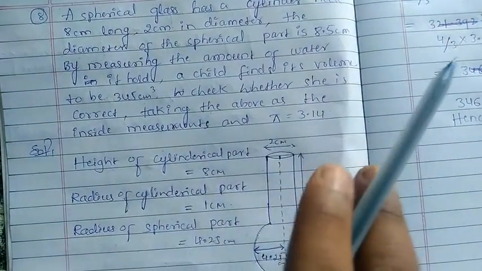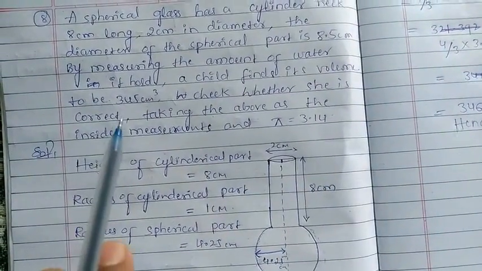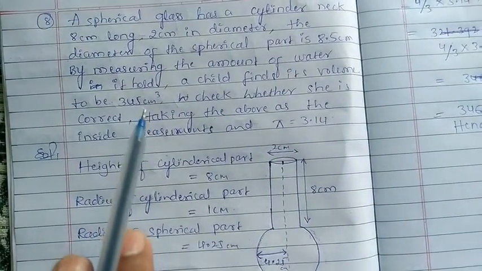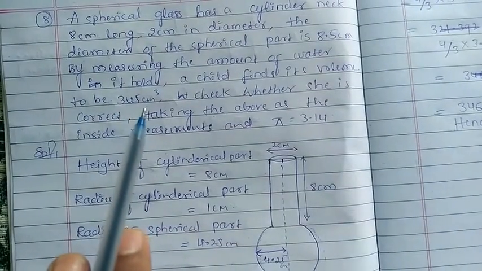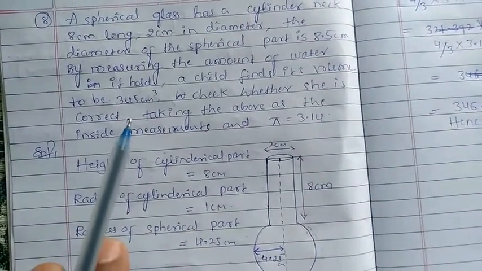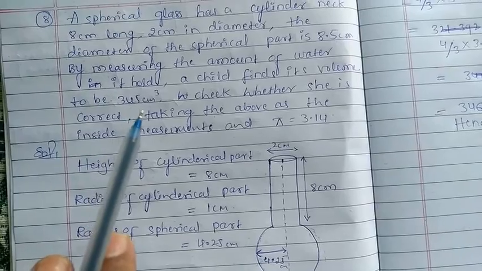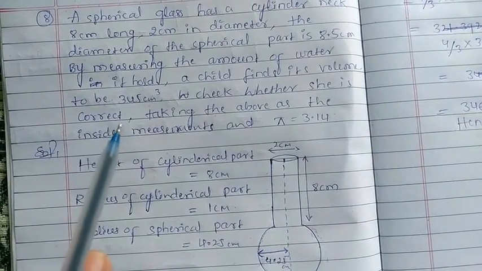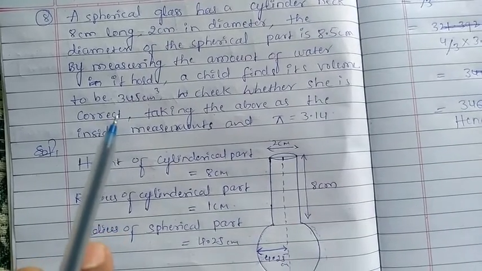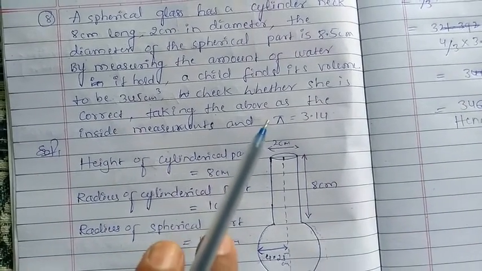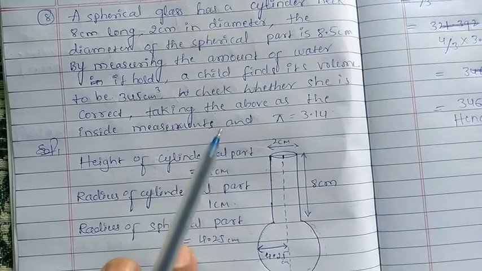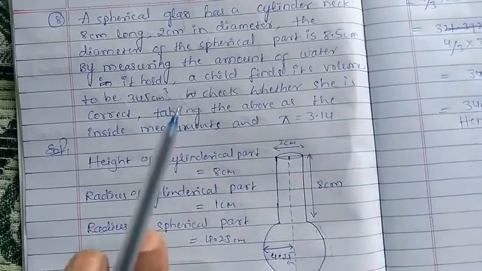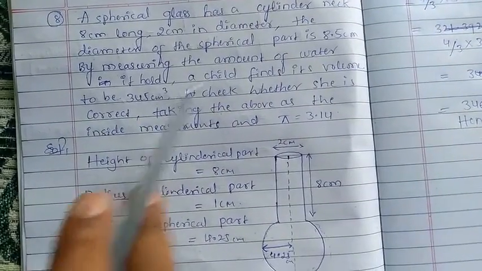So by measuring the amount of water it holds, a child finds its volume. See, one child already found the volume to be 345 centimeter cube. Now already one child has found the volume of this container. How much was it? 345 centimeter cube. Check whether it is correct. So you have to check whether this volume is correct or wrong, taking the measurement as the inside measurement and pi value as 3.14. Check whether the volume of this container you get is the same or not.